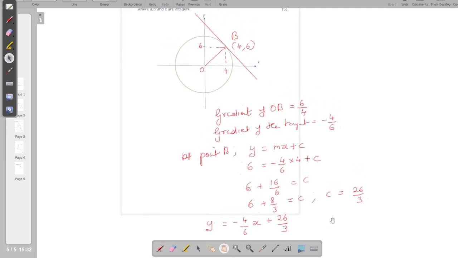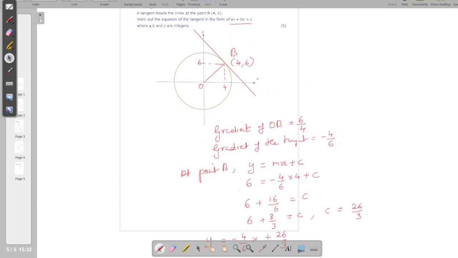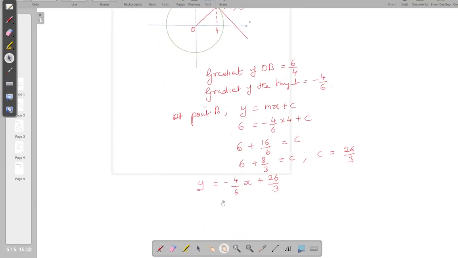We need to make it in this format here. So what we are going to do is multiply the whole equation by 6 to get rid of the 6 at the bottom. So that makes 6y is equal to minus 4x plus 52. Because if you multiply by this 6, you can cancel it, 52. So you can rearrange it, 6y plus 4x is 52.